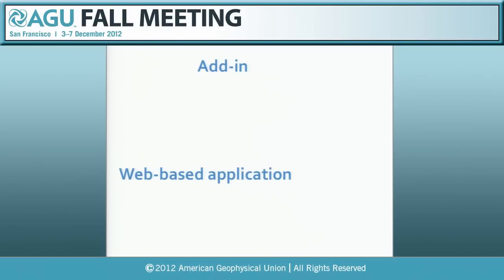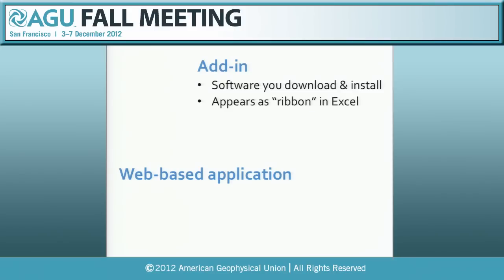An add-in, if you're not familiar with them, it's a little piece of software. You download it, you install it on your computer. It appears as a ribbon in Microsoft Excel. However, with the caveat that it only works for Windows Excel 2007 and higher. So there are lots of scientists who are using older versions of Excel. There are lots of people who are Mac users, including myself. So the add-in wasn't a good solution for everybody.